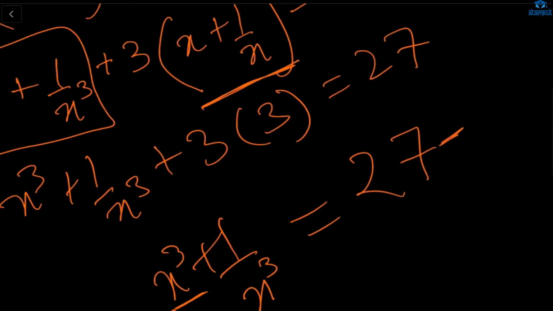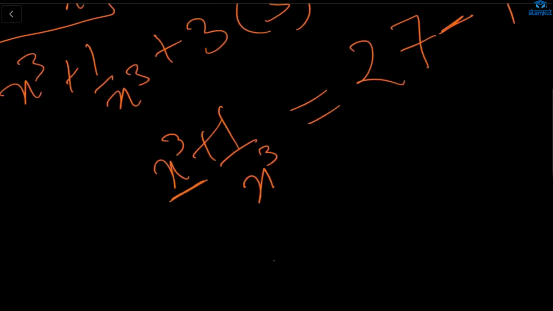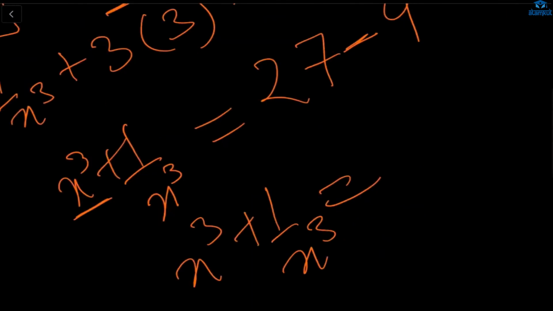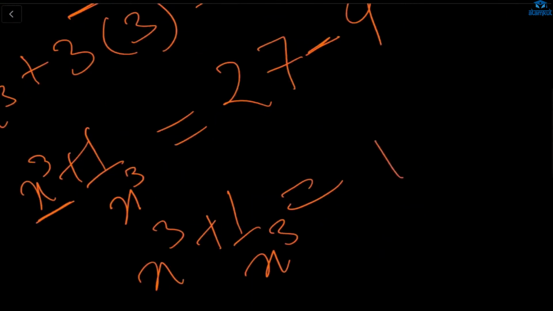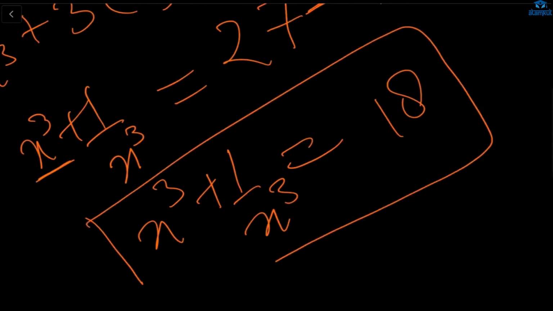Is it correct now? Yeah. Now it will be minus 9. So x cube plus 1 by x cube will be equal to what? 18. So we have got the value of x cube plus 1 by x cube is equal to 18. So everybody understood? Yes, ma'am.